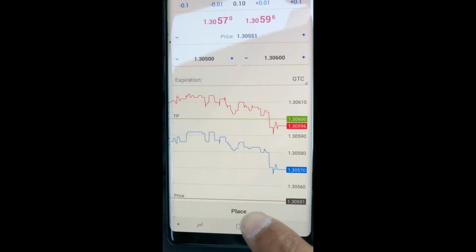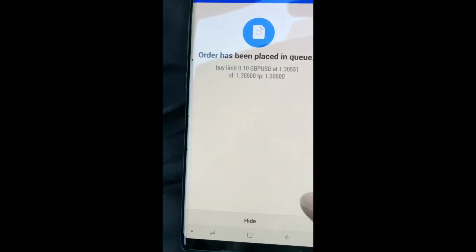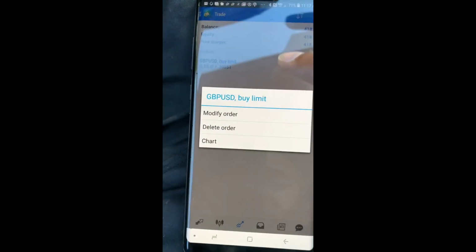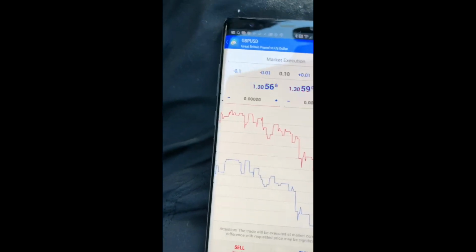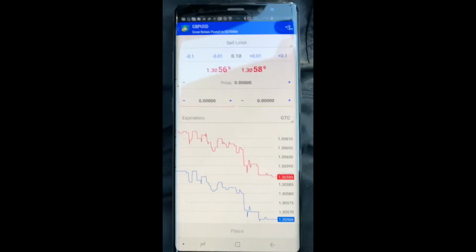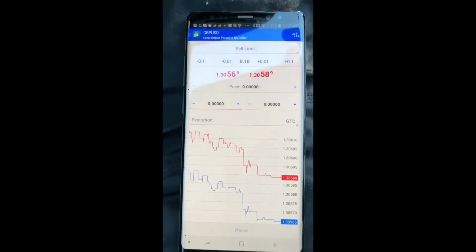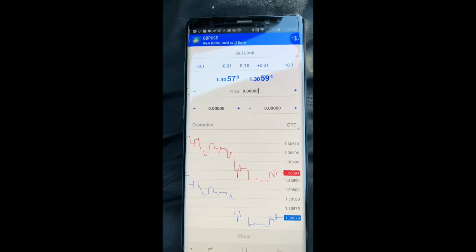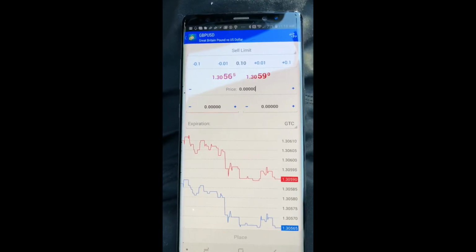It's highlighted. I'm not going to place it, well actually I could, it's not going to activate. But then I'll delete it. So, back to the order screen. This time let's do a sell limit, which means that the price is going to go up first and then down because it's changing directions.